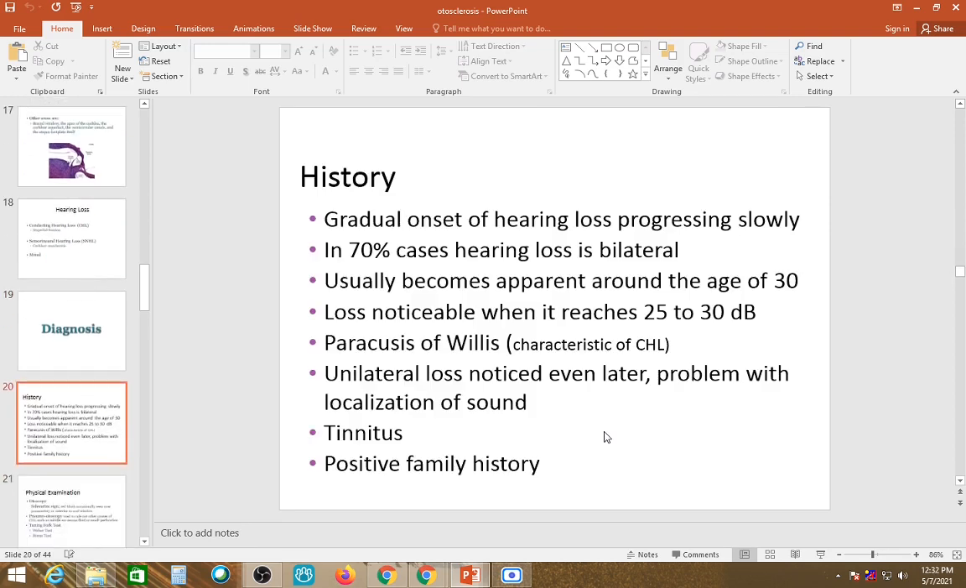The diagnosis, differential diagnosis. First of all, we are taking history from the patient. When we take the history, there is a gradual onset of hearing loss progressing slowly. In 70% of cases hearing loss is bilateral. It usually becomes apparent around the age of 30. Loss is noticeable when it reaches 25 to 30 decibels, in the audiometric trace. You can see from the later slide. Then unilateral loss is noticed even later. You can find problems with localization of sound, tinnitus and positive family history.